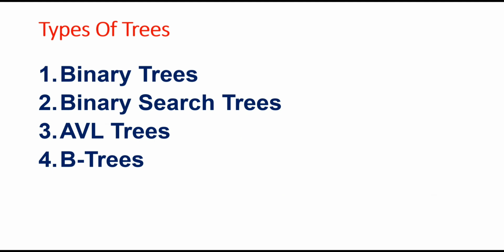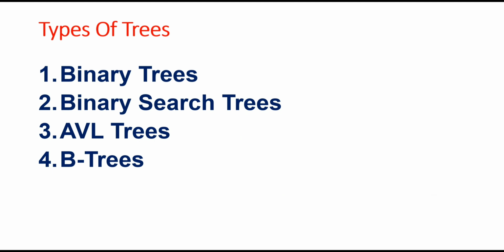First, what is a binary tree? A binary tree is a tree where each node has at most two children, left and right. Next one is binary search tree: a binary tree where the left child contains values less than the parent node and the right child contains values greater than the parent node. And next we will see examples of binary trees, binary search trees, AVL trees and B trees.